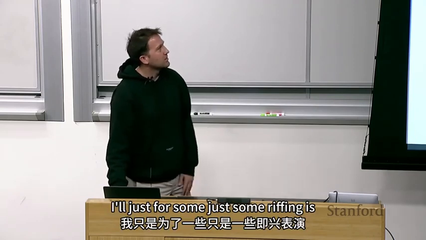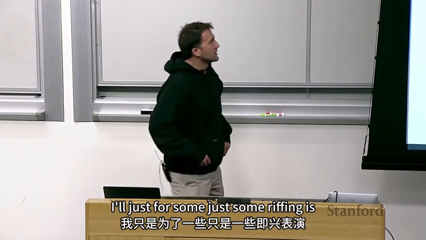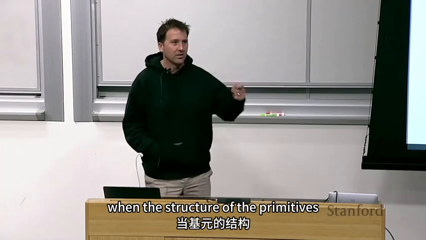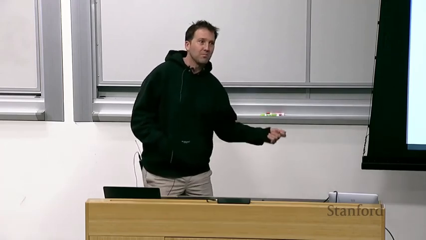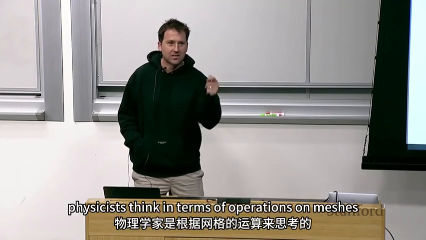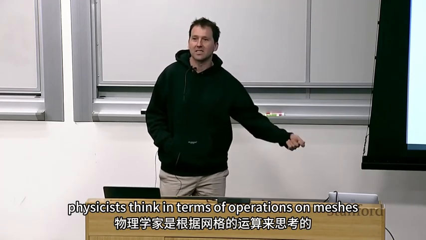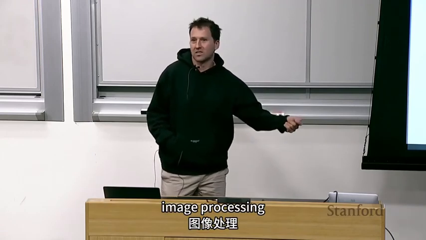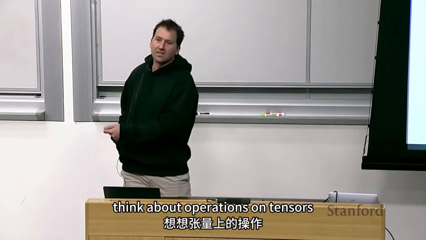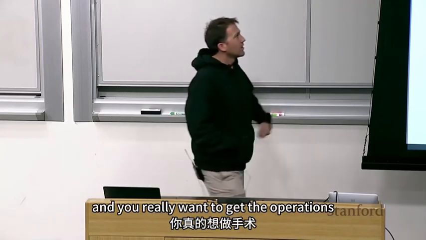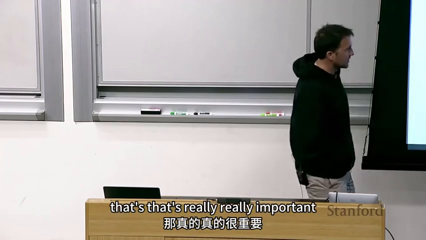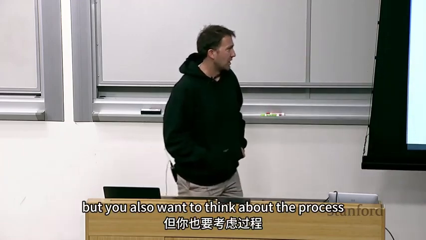So there's just a few things, just some riffing. These languages work out well when the structure of the primitives match the natural thinking of the user. So physicists think in terms of operations on meshes. Image processing people think about operations on pixels. Machine learning people think about operations on tensors. And you really want to get the operations aligned with the thought process. That's really, really important, right?